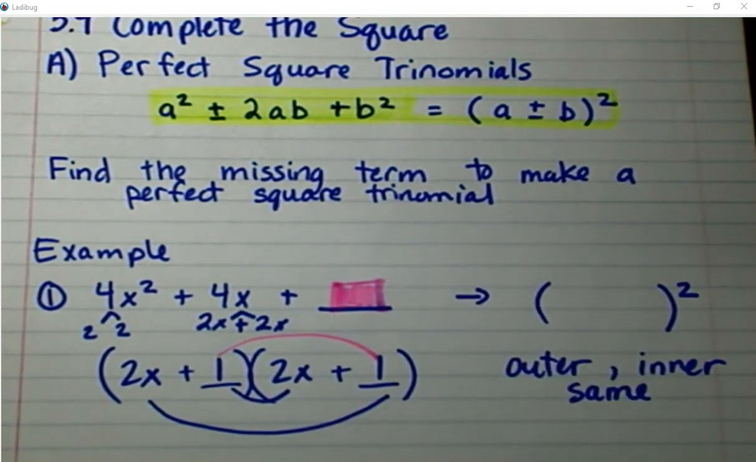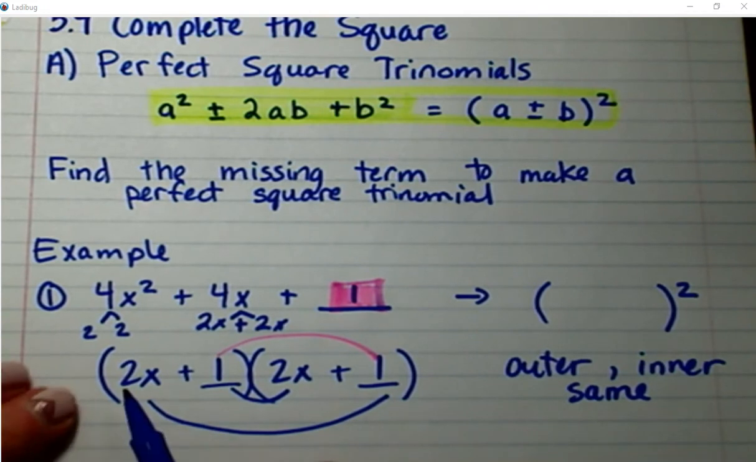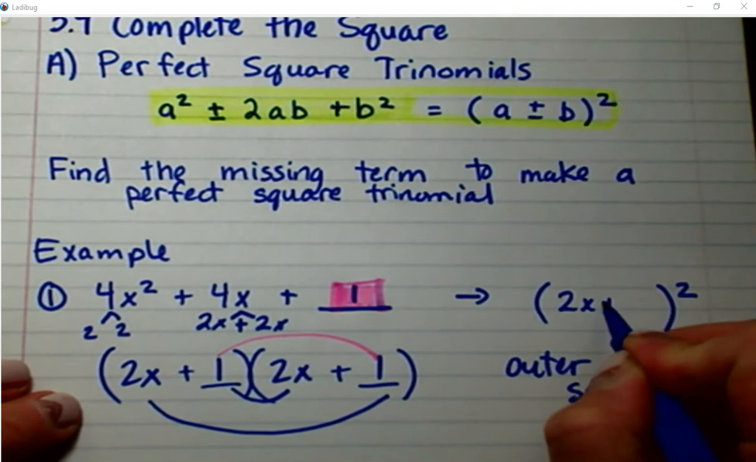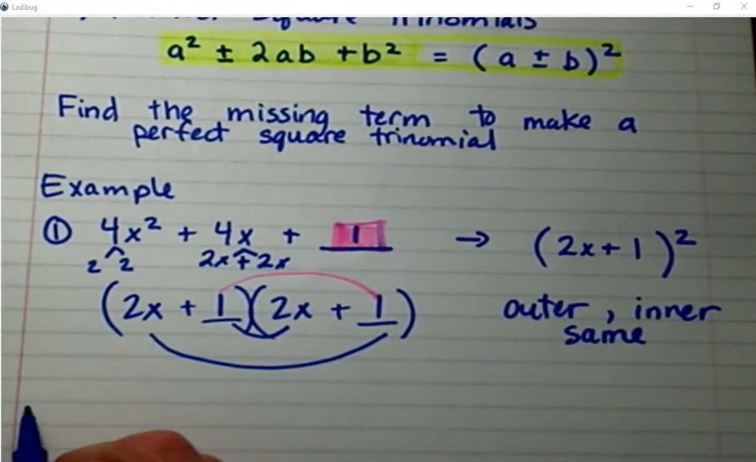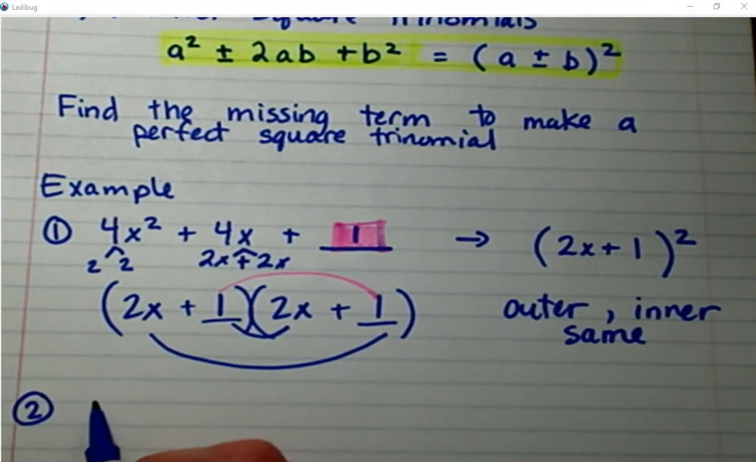1 times 1. So the number is a 1, right? It's the last. Okay, so how does it factor? 2x plus 1 squared. Okay, 9x squared.